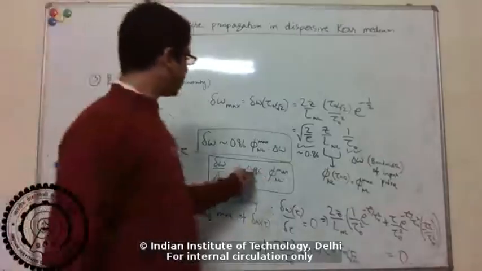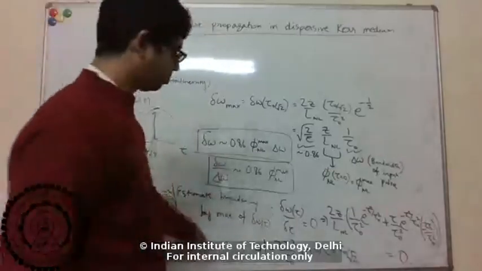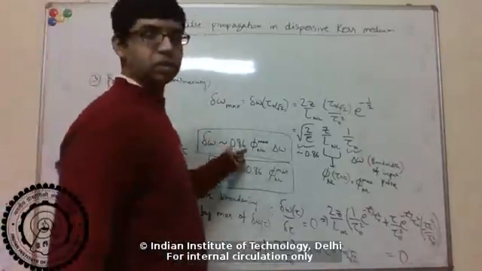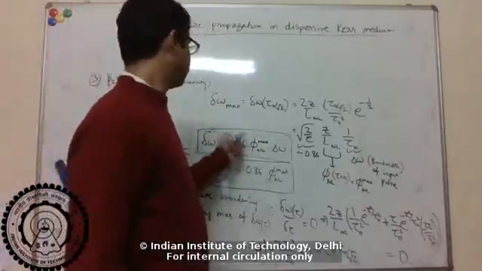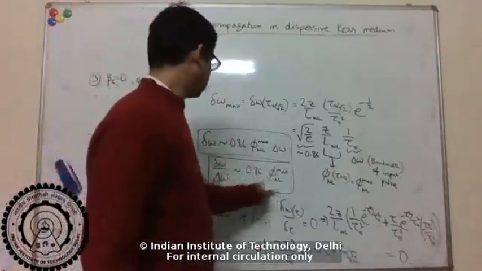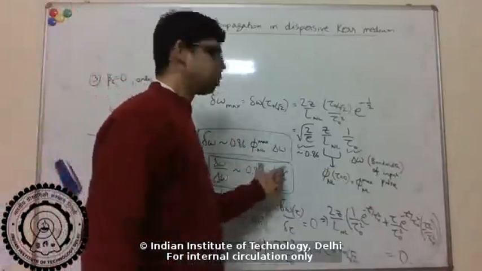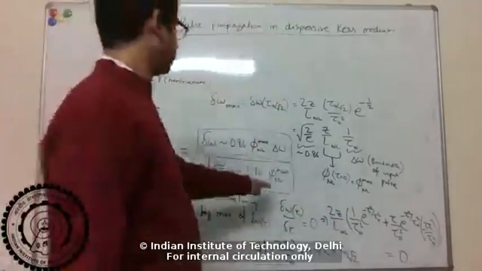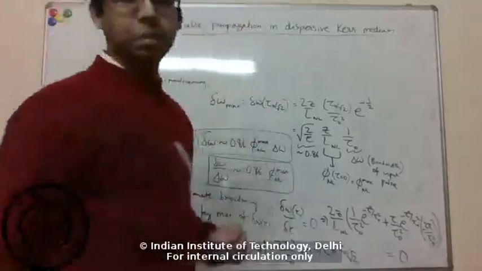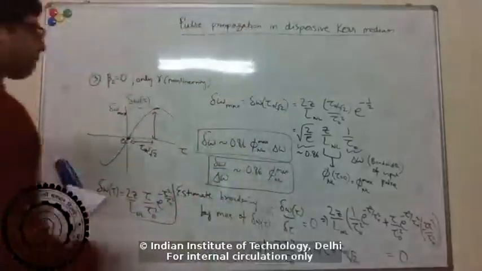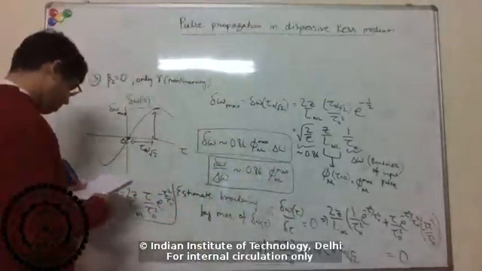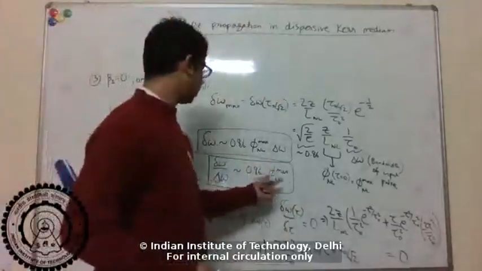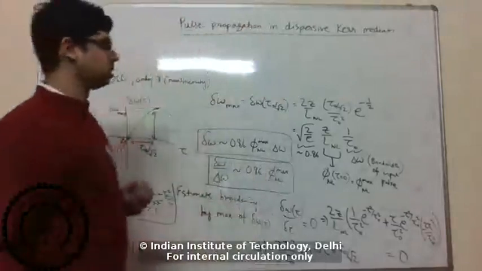So this 0.86 we got was for a Gaussian pulse shape. If you had some other pulse shape, this constant would be different. But the fractional broadening would be proportional to the maximum nonlinear phase shift occurring at the peak of the pulse times some constant, which depends on the pulse shape. So the more nonlinear phase shift you have, the more self-phase modulation you have, the more broadening in the spectrum you get.